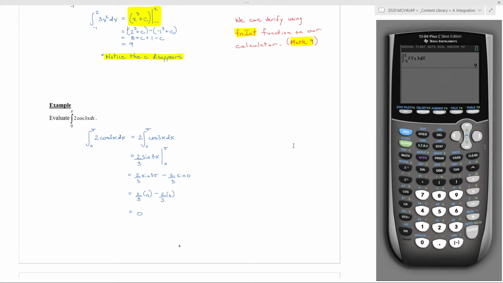So you get 2/3 the sine of 3 pi minus 2/3 the sine of 0. Well, the sine of 3 pi and the sine of 0 are 0. So that integral, that definite integral, is 0.